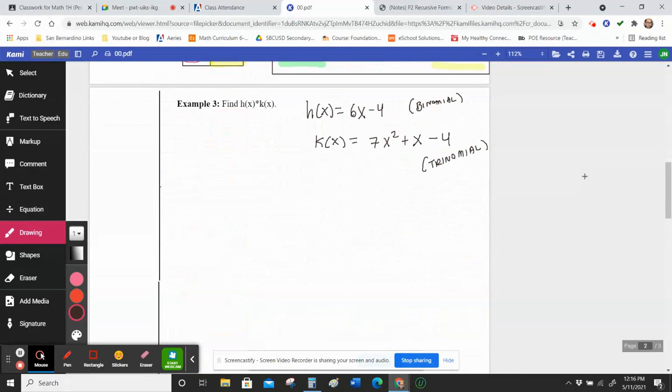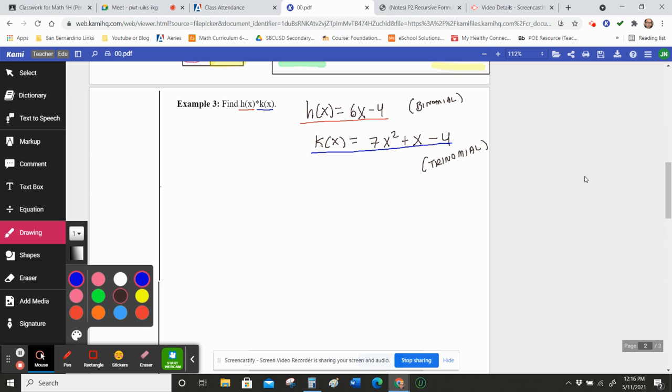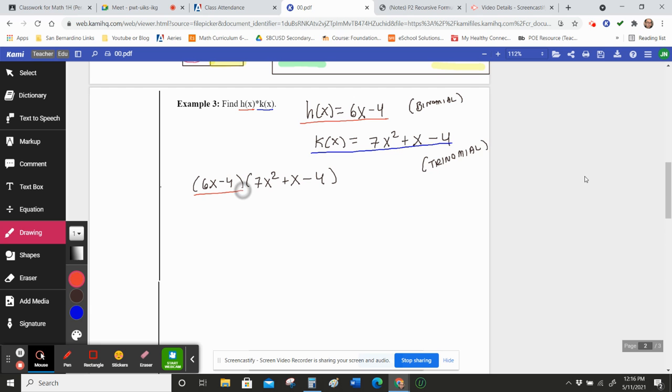All right, so as the steps suggest, first thing we need to do is substitute into the corresponding equation. Here, for example 3, they want us to multiply the h of x with the k of x, and the k of x is a little bit longer than the last example, right? Which means we need to multiply the 6x minus 4 with the 7x squared plus x minus 4. All right, so h of x multiplied with k of x.